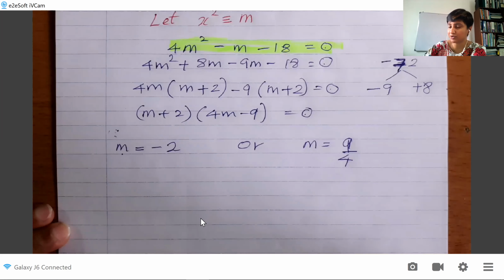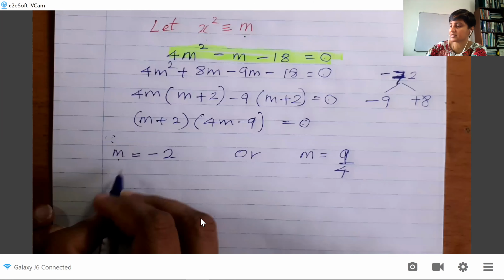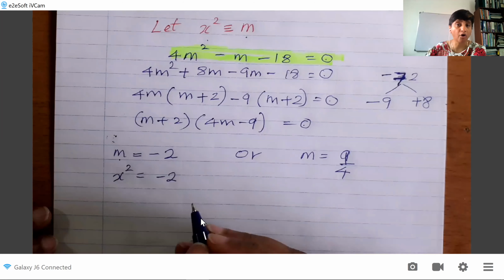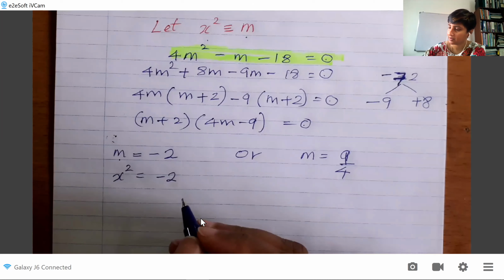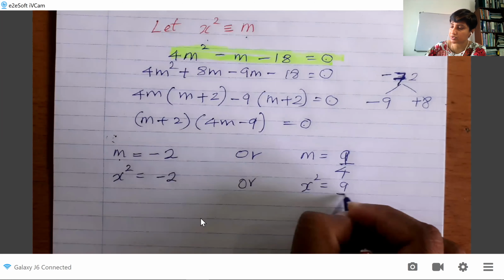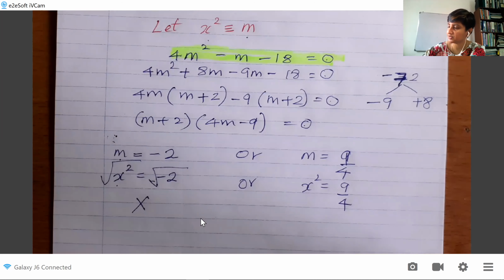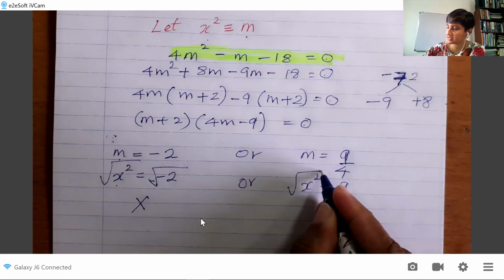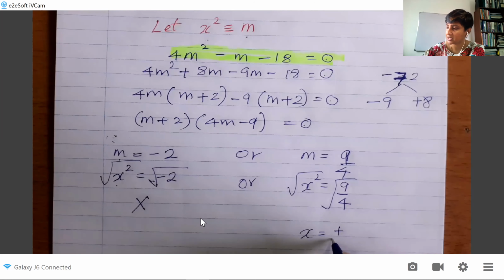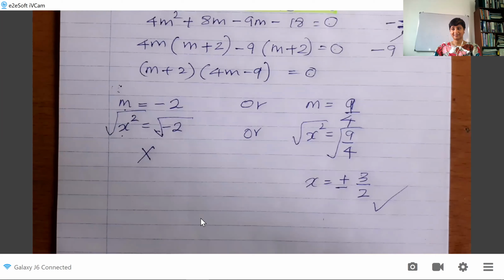So what did you call as m? x squared. So this is actually x squared is equal to minus 2, because you have to solve for x, or x squared equals 9 over 4. x squared is equal to minus 2. If I square root, nope, no real solutions. I don't get anything there. So if I square root this, I get x is equal to plus or minus 3 over 2. So that is correct. So you get two answers. Okay. So that's good. Many of you got the right answer.